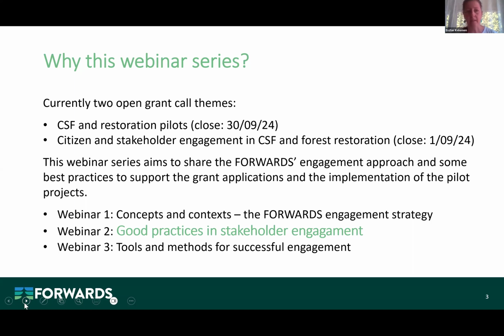And also the two examples will be different in the sense that, if you remember the spectrum of the stakeholder engagement from yesterday, the first example presented today will be somewhere around consultation or maybe involvement, and the second example will be a little bit deeper level of engagement around involvement and collaboration. So we will have a chance also to compare how different levels of engagement can be achieved.